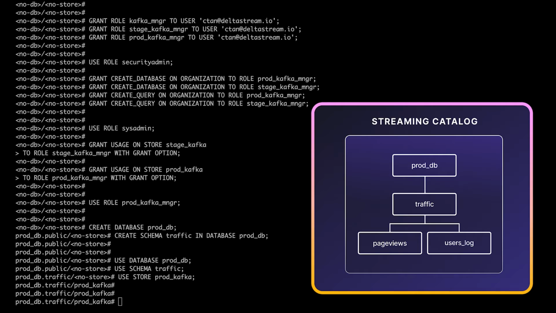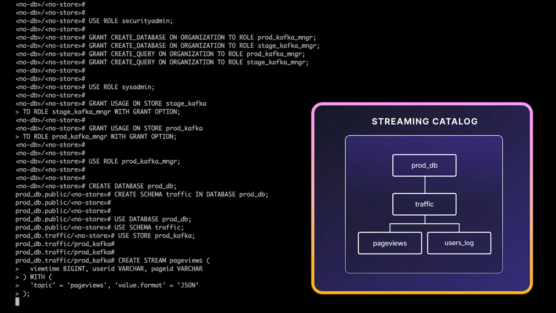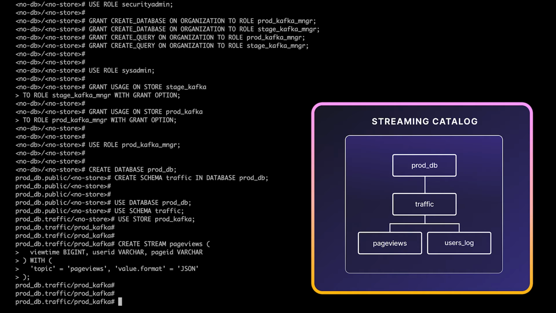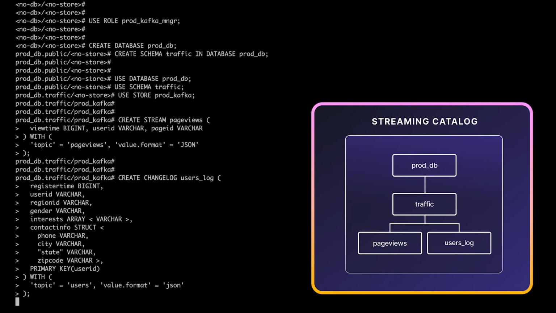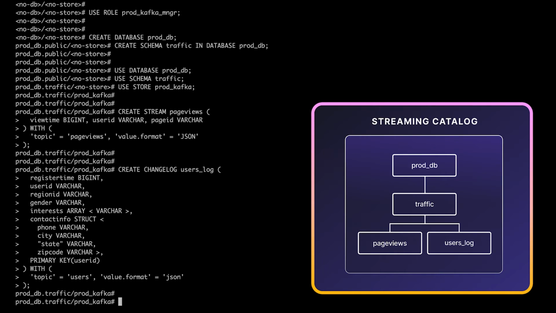Next, let's create our relations that are backed by the pageviews and users topics. The pageviews stream represents the data in the pageviews topic. As you can see, we are specifying the same fields we saw when we printed the topic earlier. The users_log changelog is similar to the stream declaration, but changelogs also specify a primary key. In this case, the primary key is user ID.